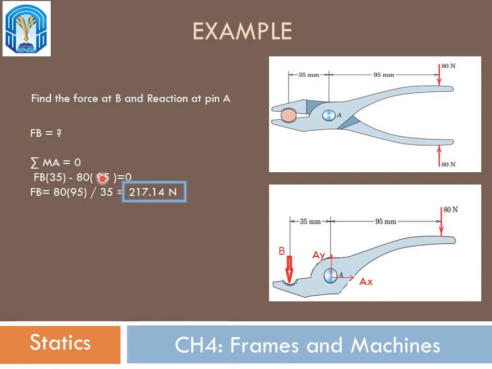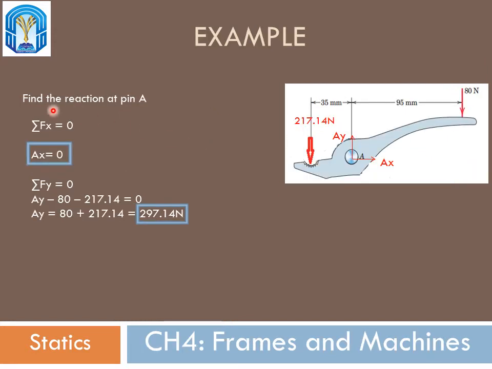FB equals 18 multiplied by 95 over 35, equal to 217.14 Newton. And here we found the force at B, and now we will find the reaction at pin A.